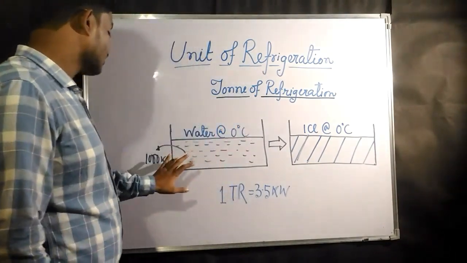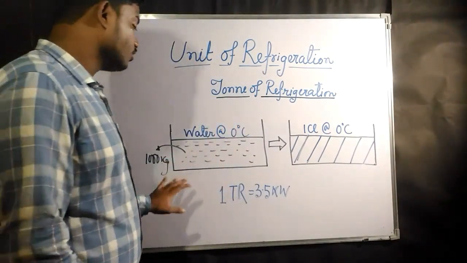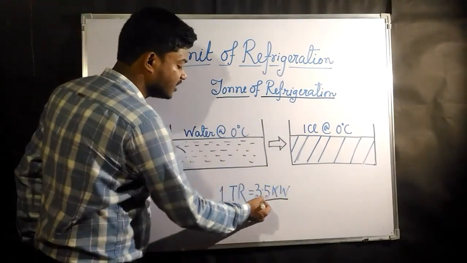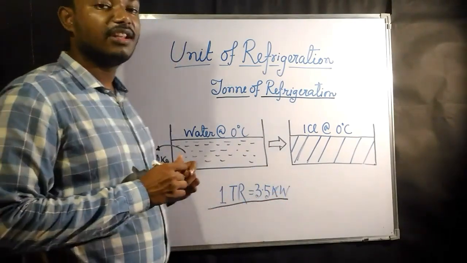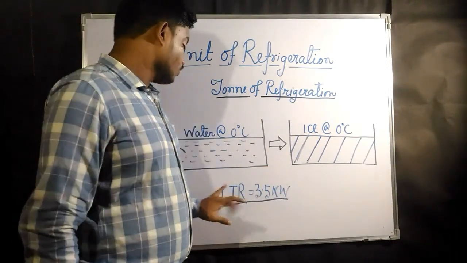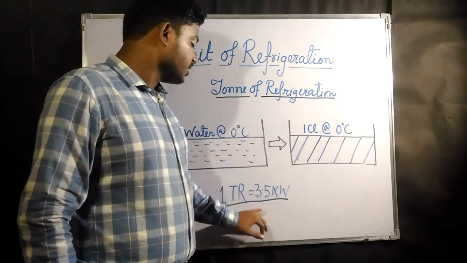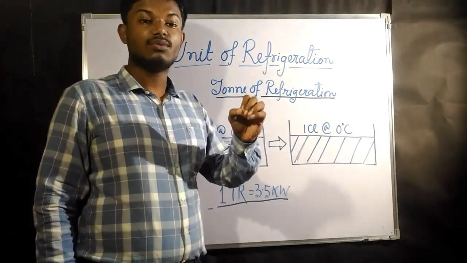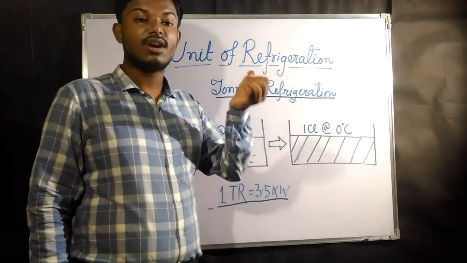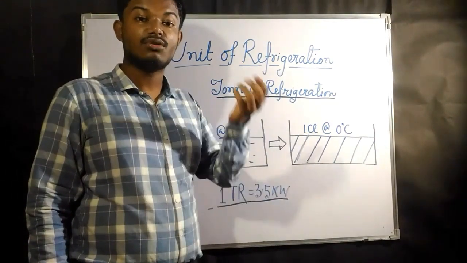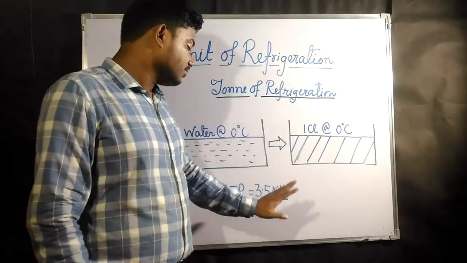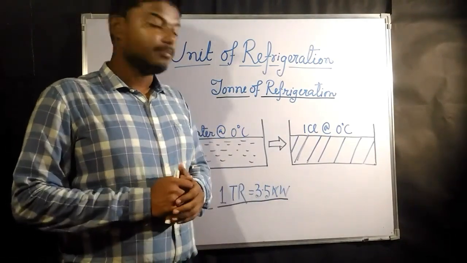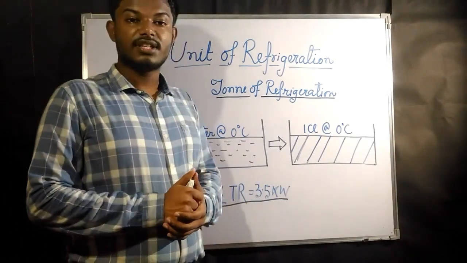Okay, so this is 1000 kg of water. This is known as 1 ton of refrigeration, and 1 ton of refrigeration is equivalent to 3.5 kilowatt. So in any place, if it is given that 1 ton of refrigeration is to be taken out, then you can blindly use 3.5 kilowatt in place of 1 ton of refrigeration.